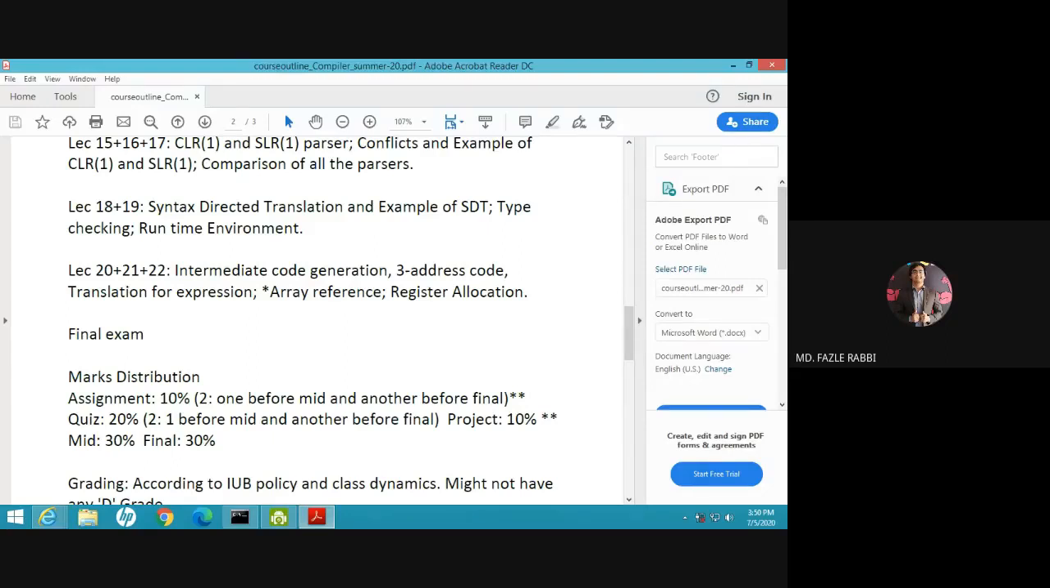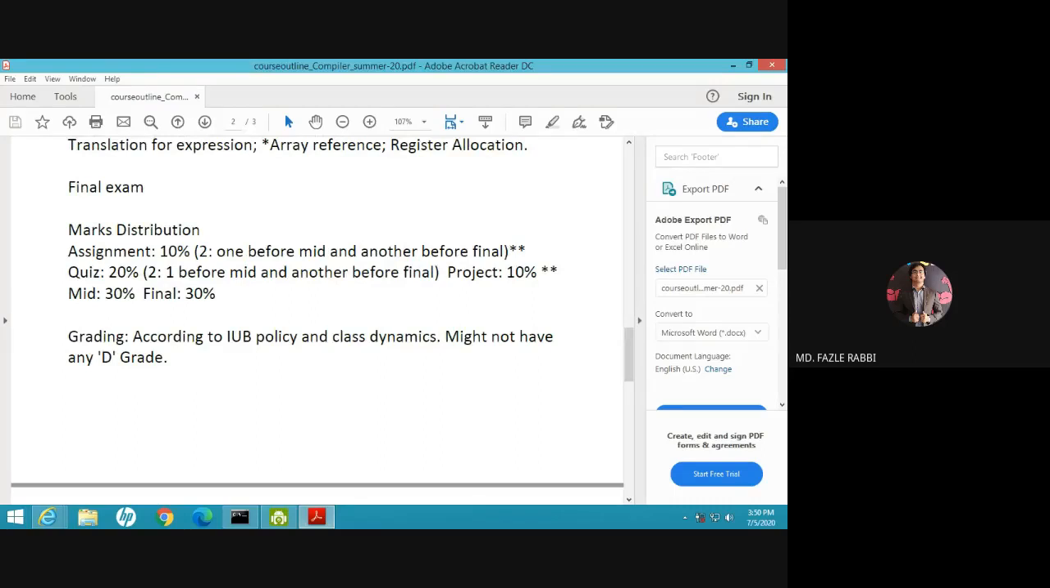So let's talk about marks distribution. Assignment is 10% as usual, one before mid, another before final. This semester, I might give you some sort of homeworks. Each week there might be 3-4 questions, at best 5 questions. Those are not marked, but if you don't solve them, it would become very difficult for you to understand the further topics. Even if you don't solve the homeworks, whatever you learn in the classes, you would not be quite sure whether you got it or not. So it is very, very important to solve the homeworks.